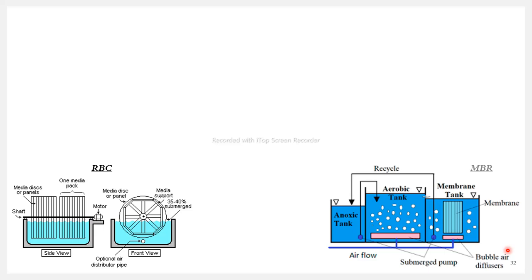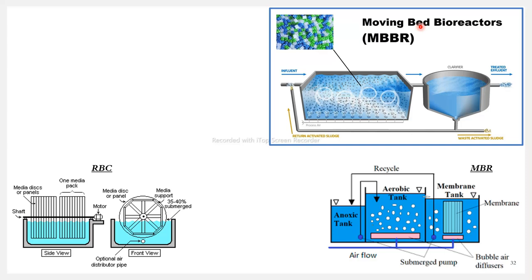And what is the right one? It is the membrane bioreactor. It is not an attached growth process. Why? Because there is no attachment of the microorganisms. They are just floating on the water. On the equipment surface, they are not attaching. And this one is the MBBR, moving bed bioreactor.